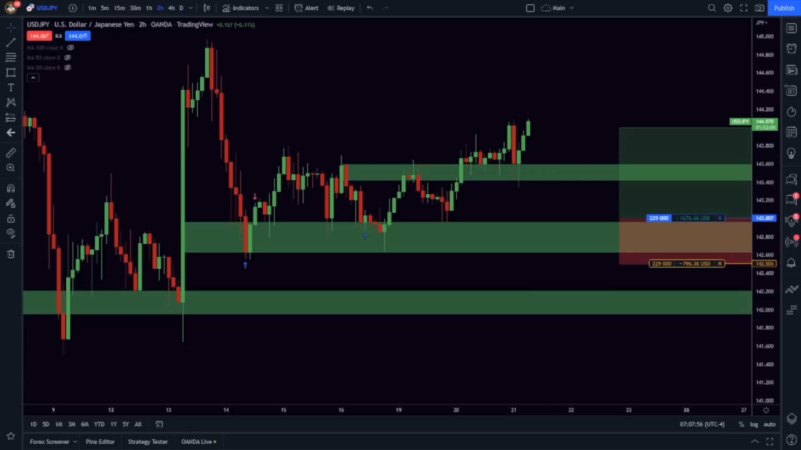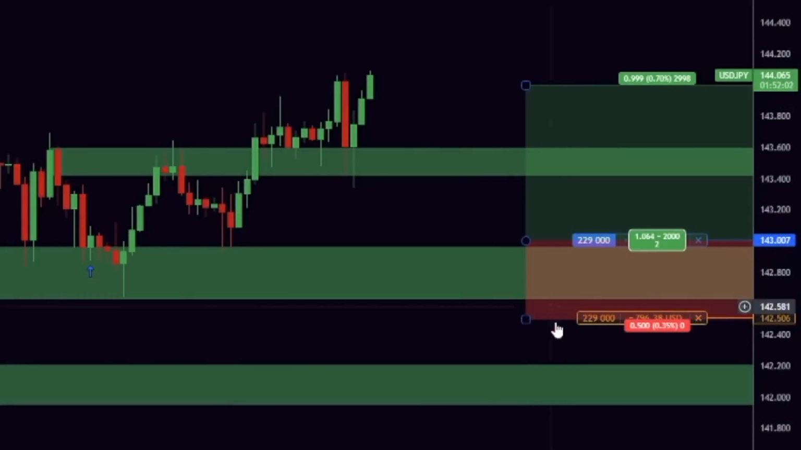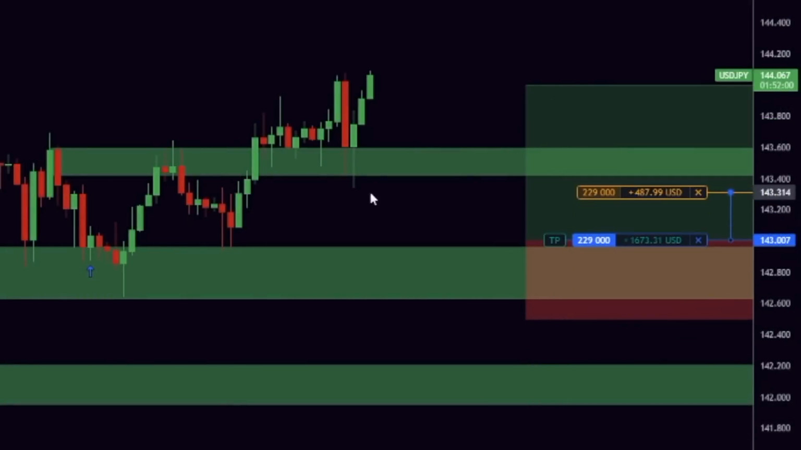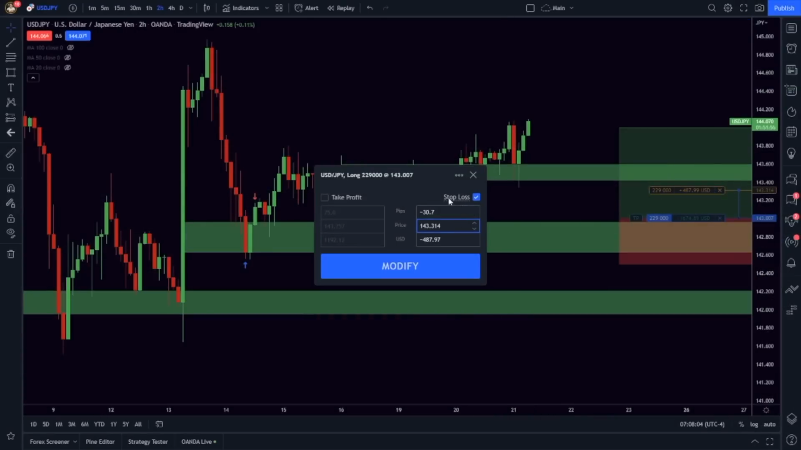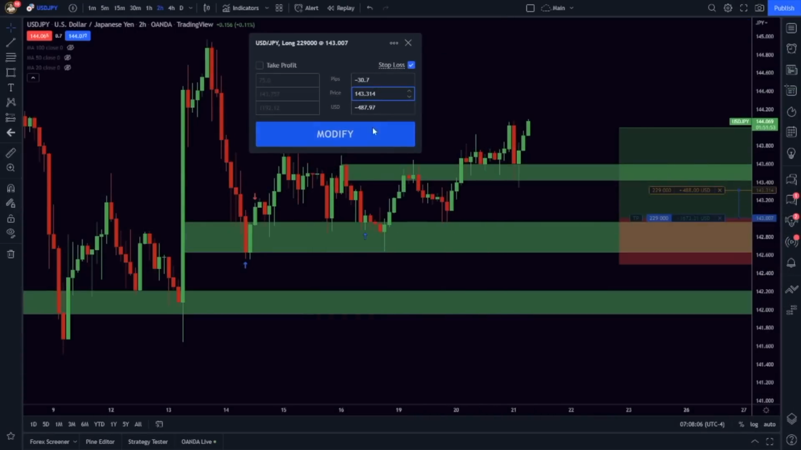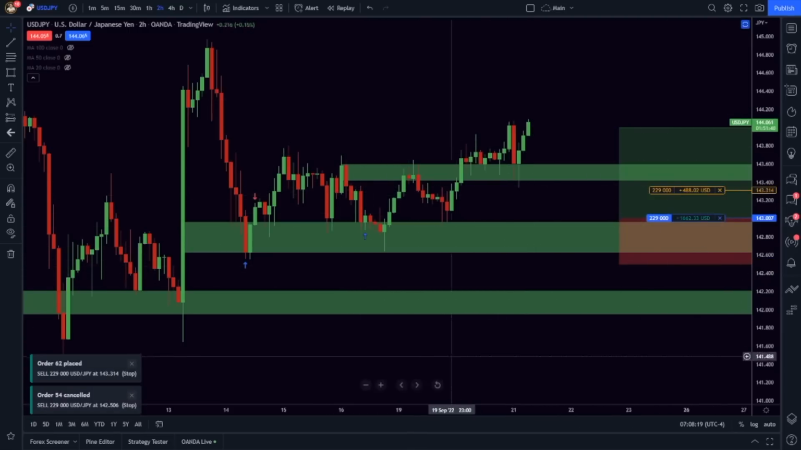So in this case, I'm more than happy to take my stop loss and move it just below this previous swing low, which of course doesn't lock in a massive profit, but it locks in about $487 of profit. In which case, if that gets hit, I still get to make money, and I get rid of the trade if it starts to go back the other direction. Because if I click modify, there we go, we are now locked in.